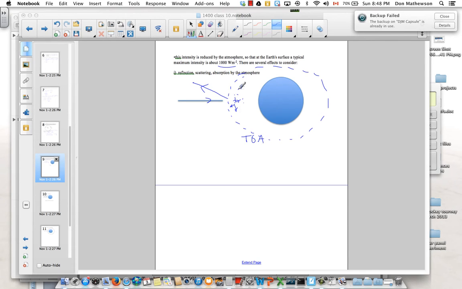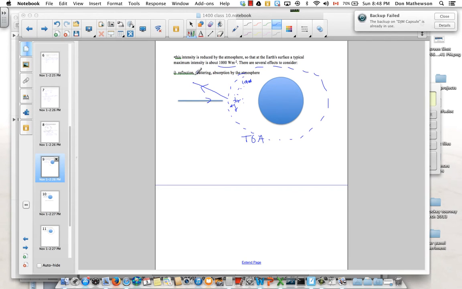Lastly, some of the molecules of gas in the upper atmosphere will actually absorb that radiation, and that will put them into a higher vibrational state, so they'll vibrate back and forth. And that energy is then absorbed by the atmosphere, and not reaching the surface. So we've got reflection, scattering, absorption by the atmosphere. Now, there are other reasons why the 1400 out here gets reduced to 1000 on the surface.